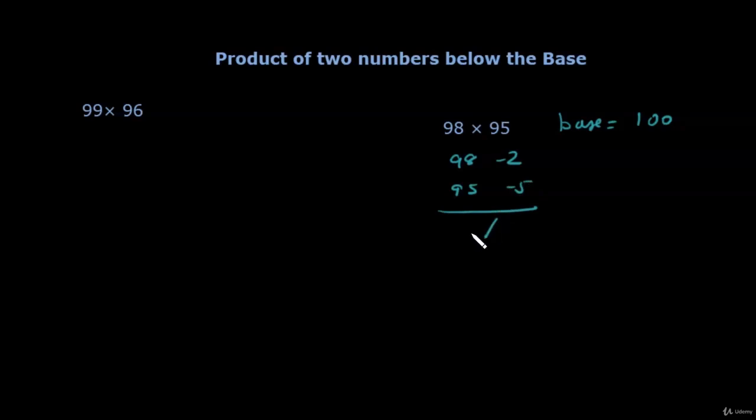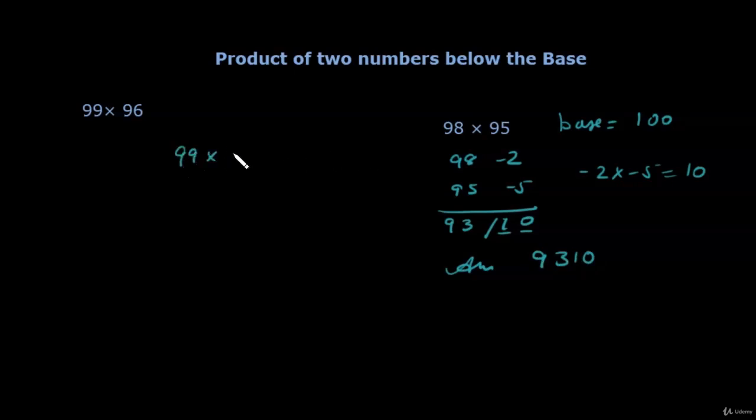Again we will divide the result into two parts. We can write the first part either by subtracting 2 from 95 or subtracting 5 from 98. Both ways we will be getting 93. For the second part, because there are 2 zeros in the base, it will be a 2-digit number. -2 multiplied by -5 gives us 10. So this number is 10. So the answer is 9310.